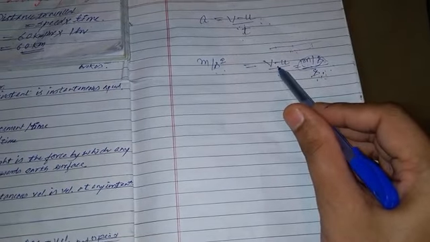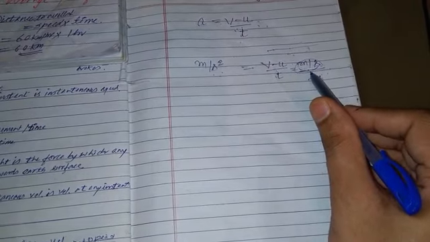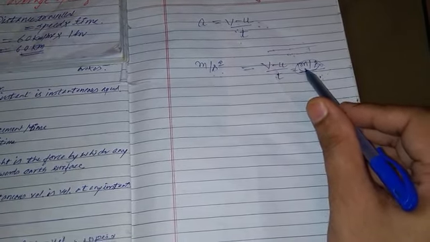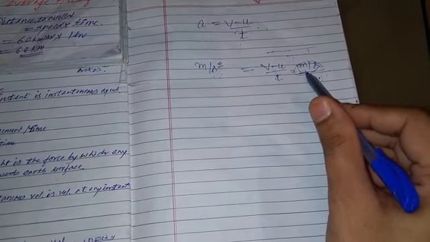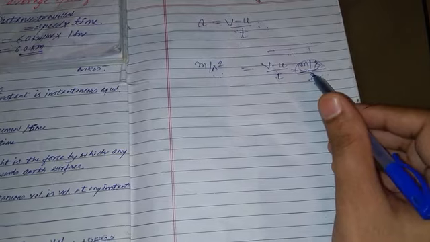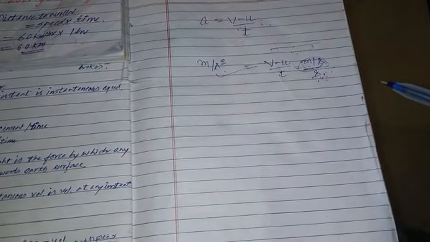And we know that the formula of velocity is distance upon time. So meter is distance and this is time. So every second there is a certain change in velocity, either an increase or a decrease in velocity. That will be known as meter per second square, which is the unit of acceleration.